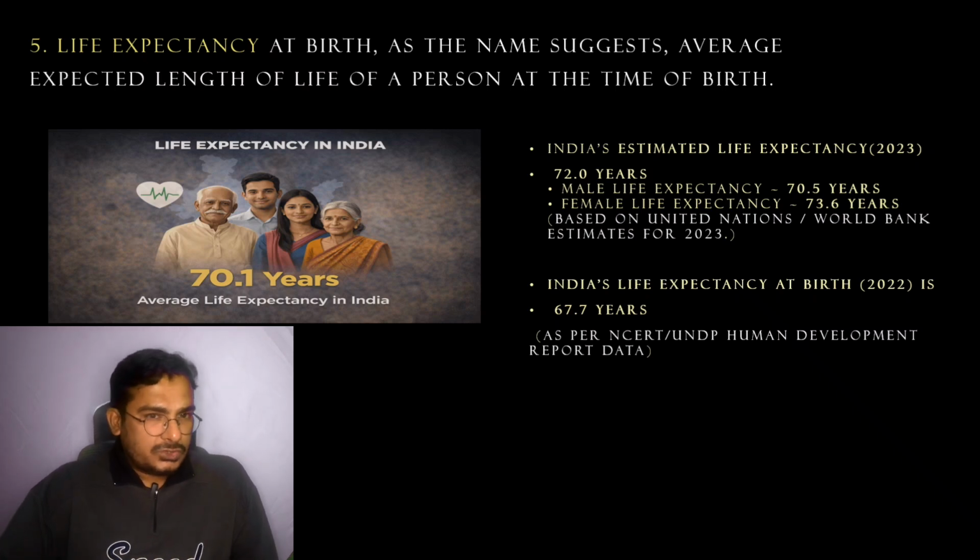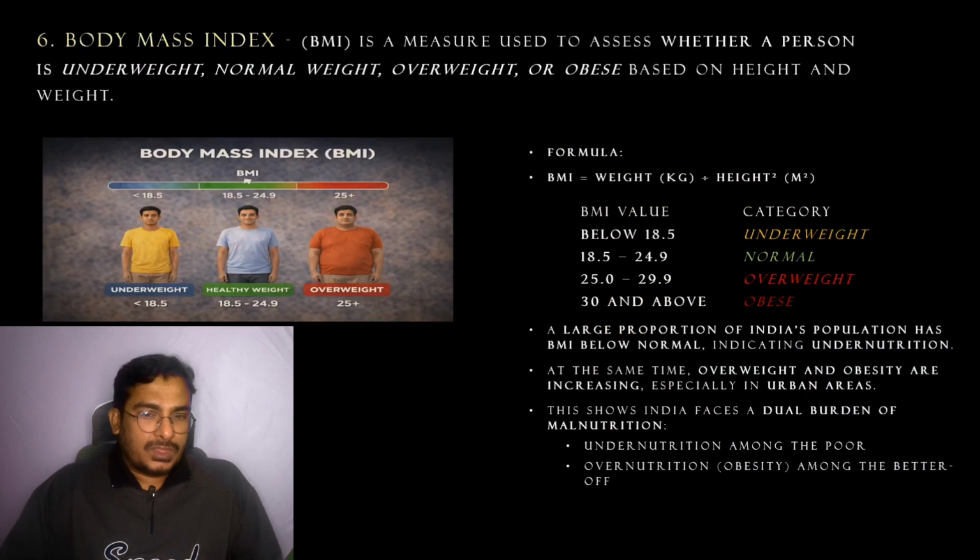Now, the other thing to measure development would be body mass index. What is body mass index? A person's height and weight, when they are calculated in a particular way, that's body mass index. I've given the formula also for how to calculate it. It's weight divided by height square. So if a person's body mass index is below 18.5, he is considered underweight. If it's around 18.5 to 24.9, it's considered normal. If it's 25 to 29.9, it's overweight. And if it's 30 and above, it's obese.